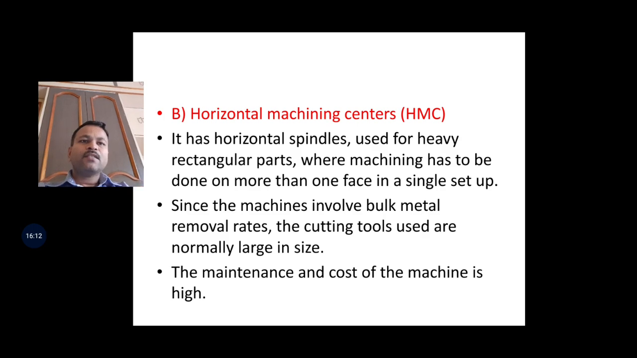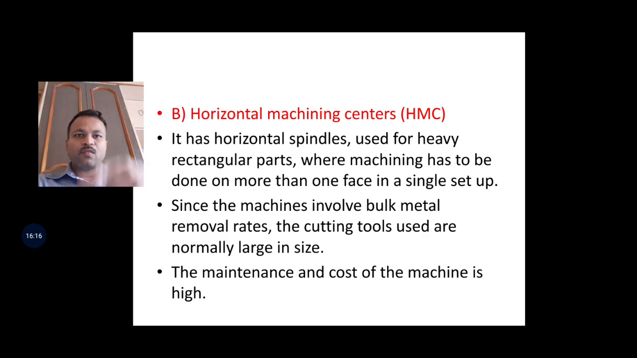Next, the horizontal machining center. It has a horizontal spindle. In the vertical machining center the spindle was vertical; now it is horizontal. The horizontal spindle is used for heavy rectangular parts, big thick rectangular sizes, where the thickness of the workpiece is more. So horizontal machining centers are used where machining has to be done on more than one face in a single setup. If you take a rectangular piece, how many faces are there? Six faces are there.